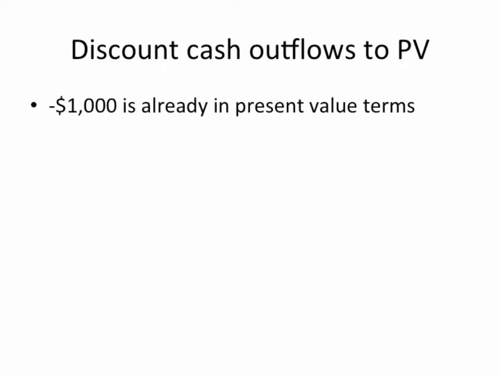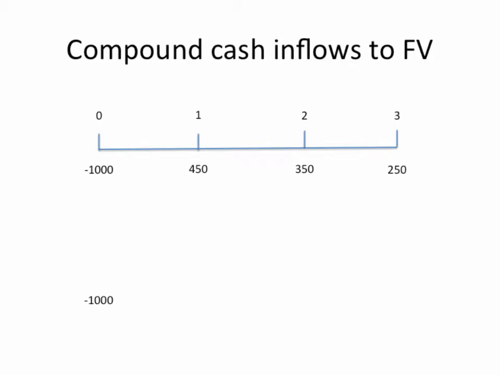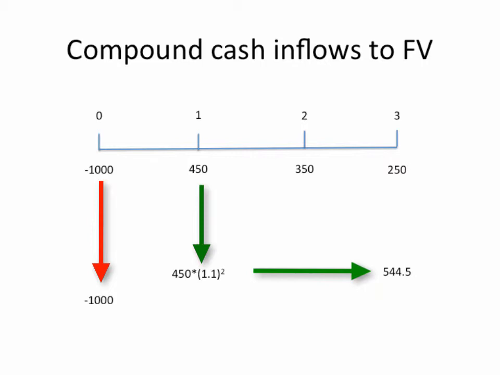First, the $1,000 cash outflow is already in present value terms, and there are no more cash outflows to discount, so our present value will be negative $1,000. Second, our first year's cash inflow of $450 will be compounded to the end of our project, or 2 periods. 450 times 1.1 squared equals 544.5. So the future value of our first year's cash flow is 544.5.